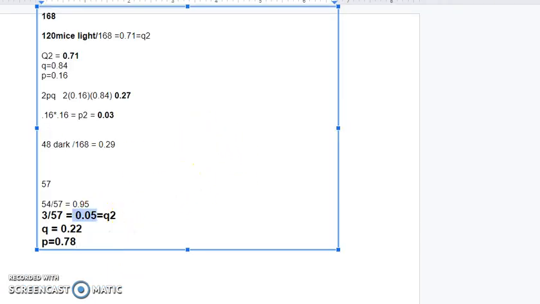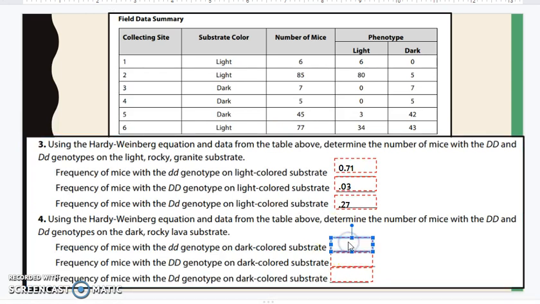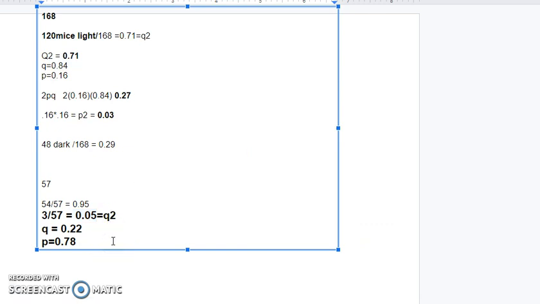So when the question asks for the frequency of the homozygous recessive on the dark colored substrate, my answer right here is 0.05, because it's about the individuals. And I used that number to calculate my p and my q. So now we can find our heterozygotes. 2pq is going to be equal to 2 times 0.78 times 0.22. And when we type that into our calculator, we find our heterozygotes are 0.34, or roughly 34% of the population.